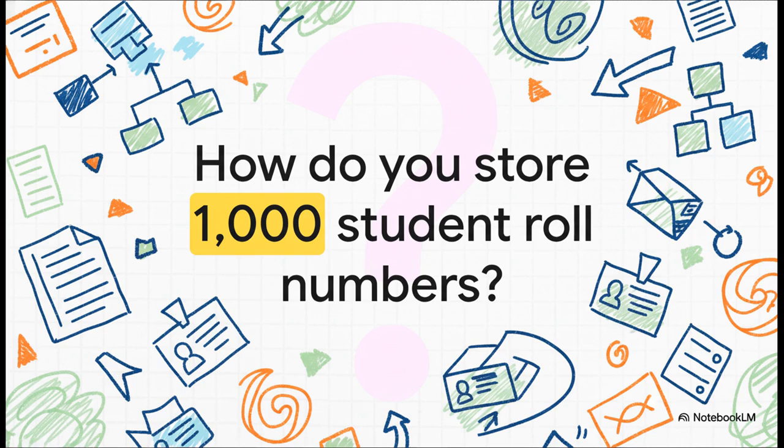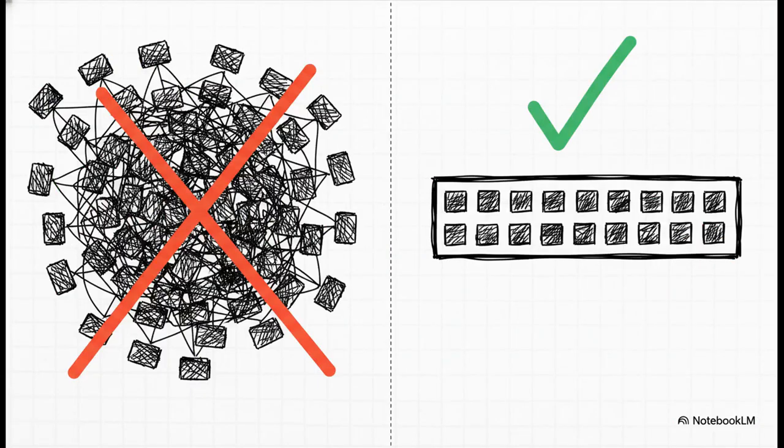So, let's imagine a scenario. How would you handle a huge amount of related data, like, say, 1,000 student roll numbers, without completely losing your mind? You've got to have an efficient way to manage all that information, right? Well, the answer is definitely not creating 1,000 different variables. Can you imagine? That would be an absolute nightmare to keep track of. Instead, you use a single organized structure. And that's where the power of arrays comes in to save the day.